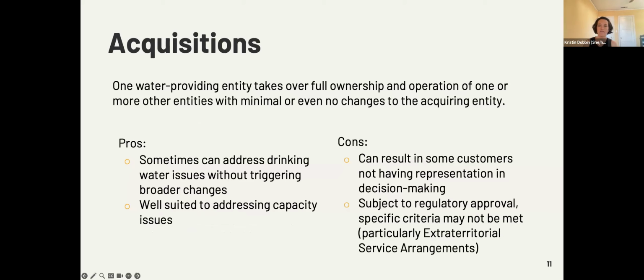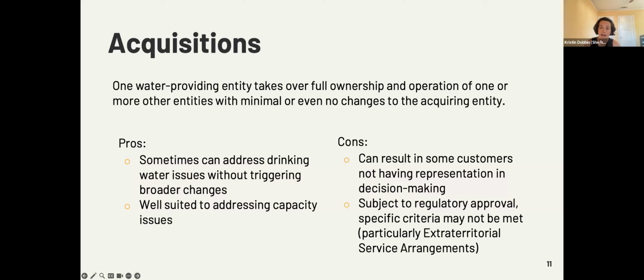So for example, if we're doing an extraterritorial service agreement to a mobile home park, we're not annexing them. This might be a pretty straightforward and relatively quick, although we all know consolidations don't move quickly, way to get safe drinking water to that mobile home park. This can also be a really good way to address capacity issues, because basically that small system can dissolve and not need to continue managing and operating their own system.